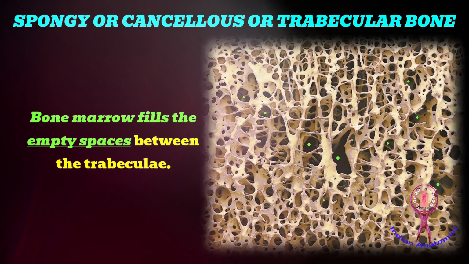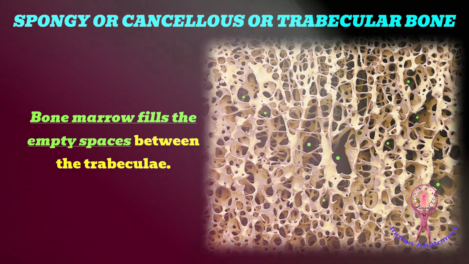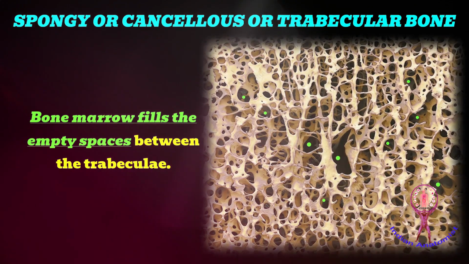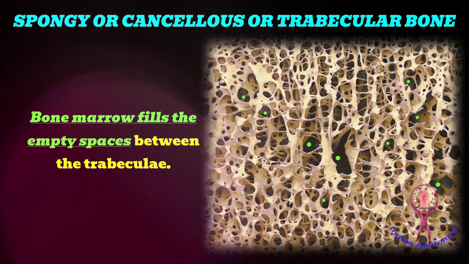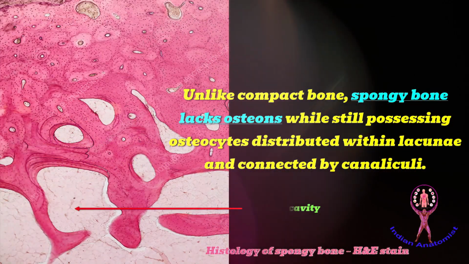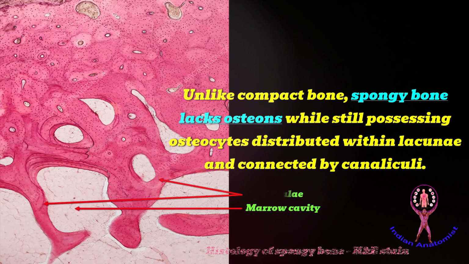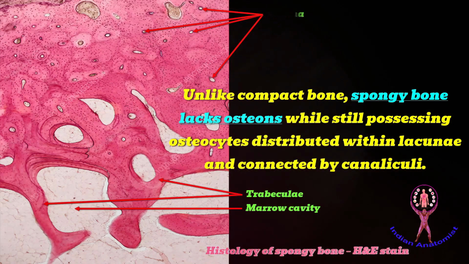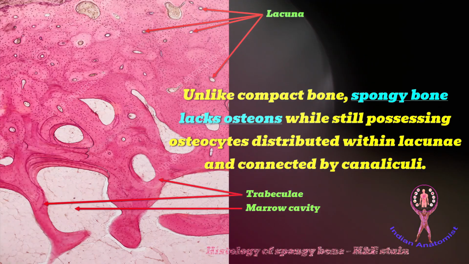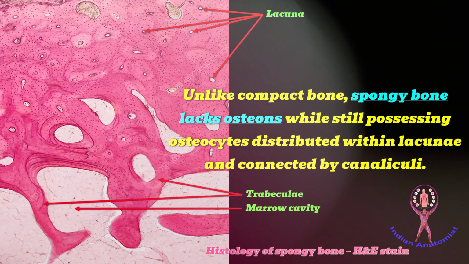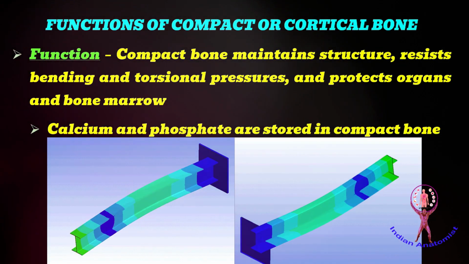In this picture, we can see the green dots which represent the bone marrow. The bone marrow fills the empty spaces between the trabeculae. Unlike the compact bone, spongy bone lacks osteons, while still possessing the osteocytes which are distributed within the lacunae and are connected by canaliculi. Now, we will discuss the functions of compact and spongy bones.